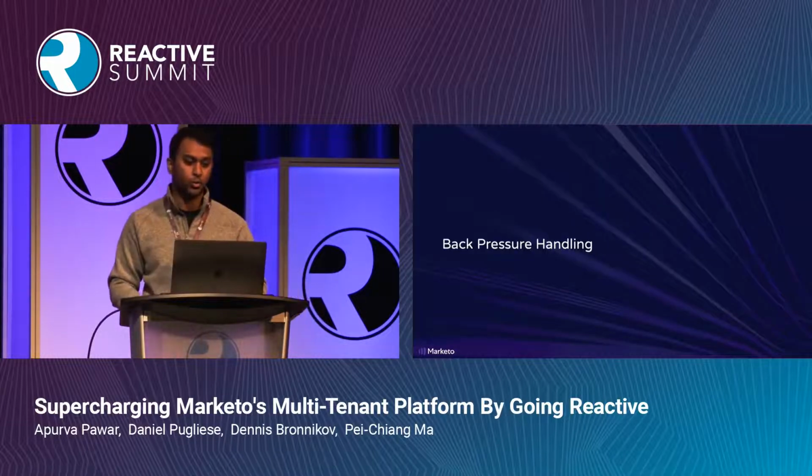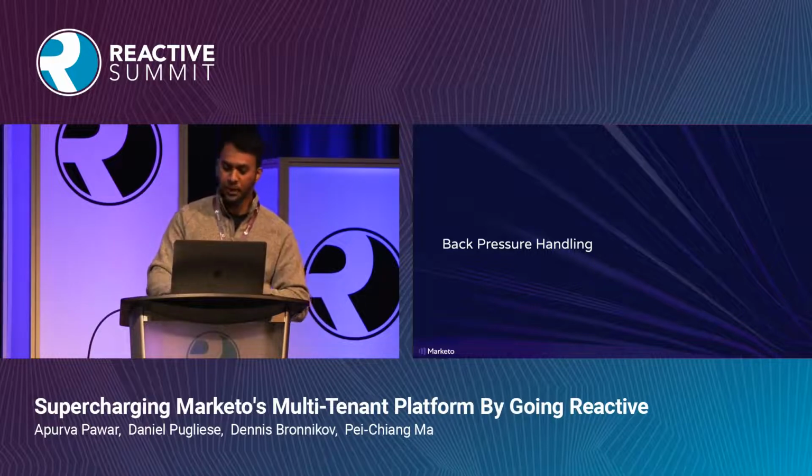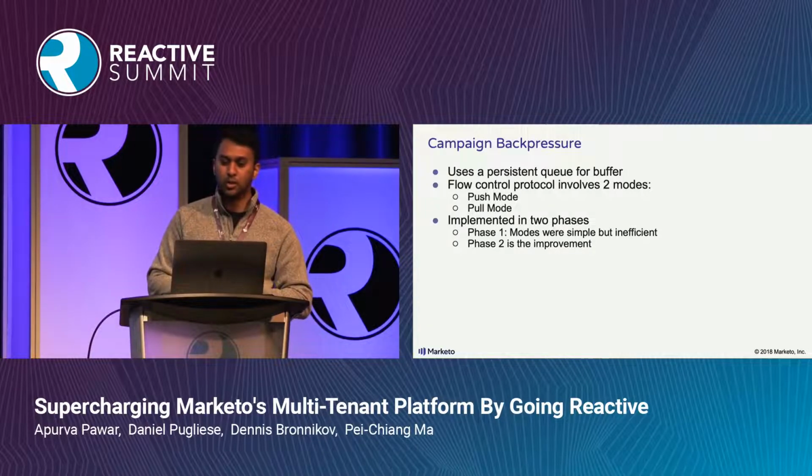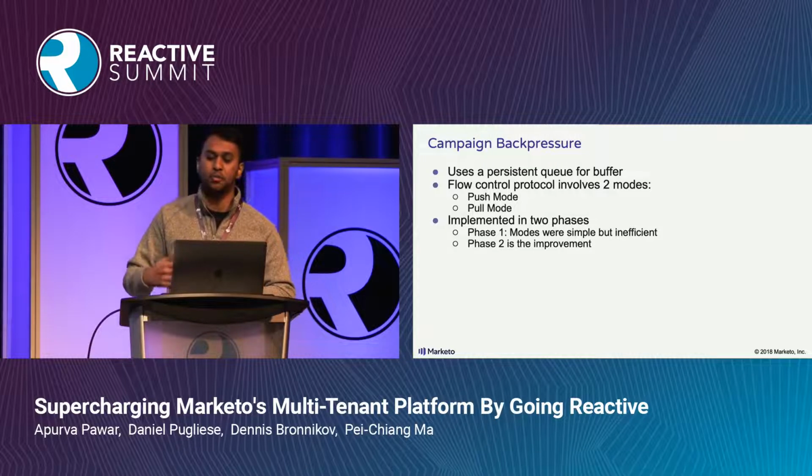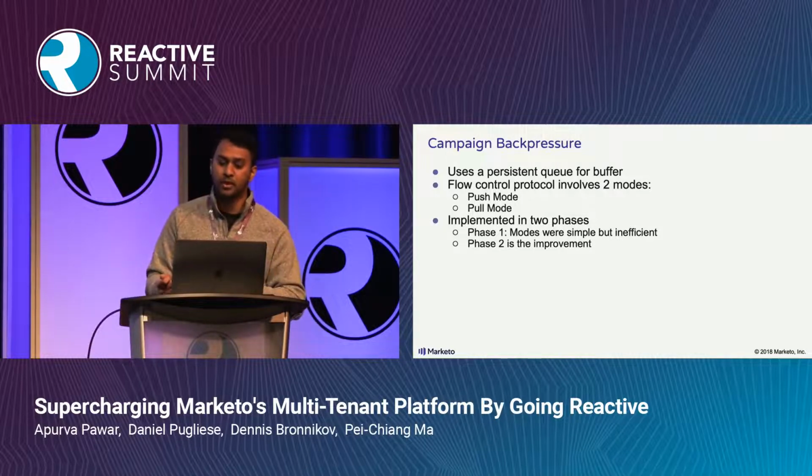All right, let's move on to back pressure handling. Our back pressure implementation uses a persistent queue for a buffer, and the flow control protocol involves 2 modes, pull mode and push mode, as mentioned before by Pei. We implemented this in 2 phases. In phase 1, we had a simple, effective implementation. In phase 2, we made an improvement on top of that.